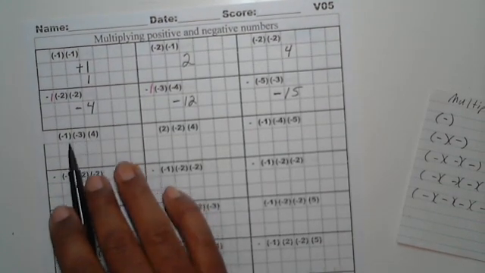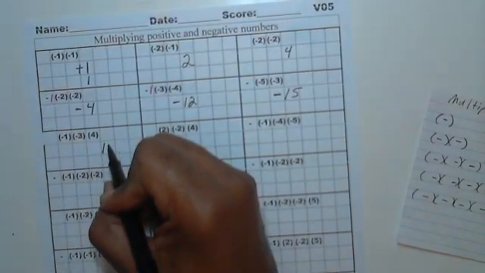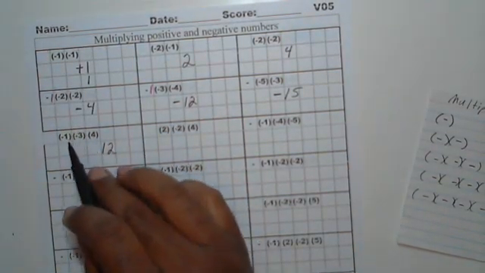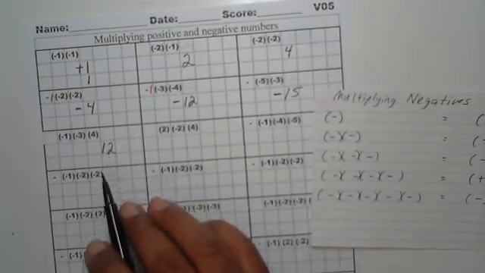The last one here, we have negative 1 times negative 3 times positive 4. We won't worry about the negatives. Just 1 times 3 is 3, and 3 times 4 is 12. Since we have two negatives here, two negatives we saw will be positive or blank. So this is a positive 12.